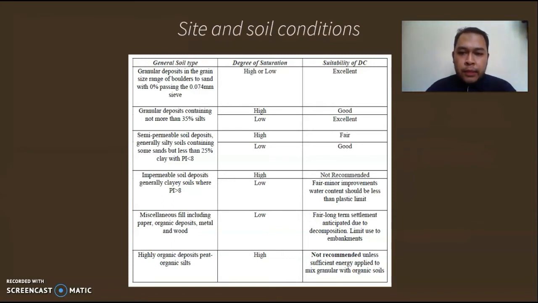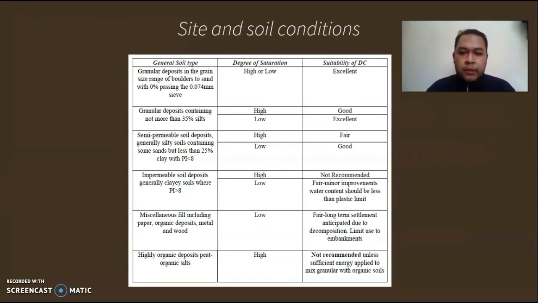The next one is the soil type with a plasticity index of more than 8, either high or low saturation. It cannot be used for the dynamic compaction method, because it is very hard to compact soil that contains enough water, or soil that is already saturated.